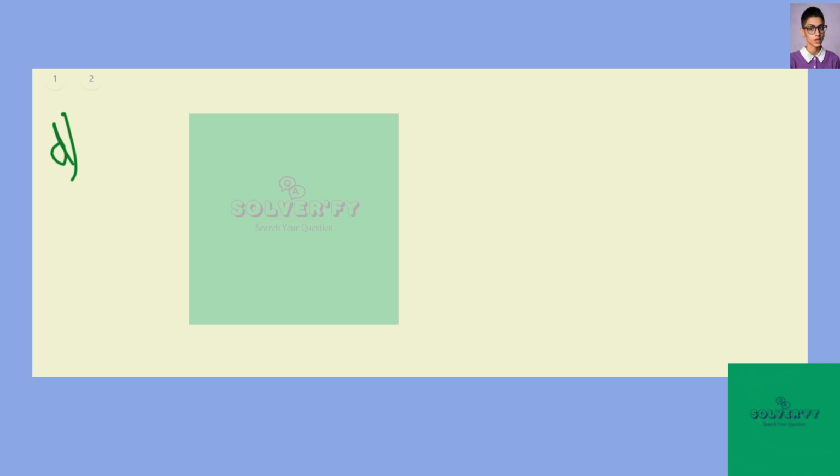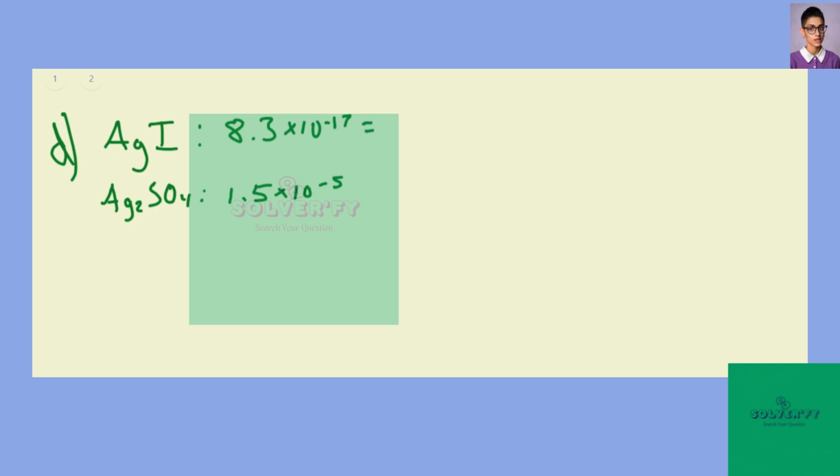In part D, the last part, we're given silver iodide and silver sulfate. So we have for silver iodide, Ksp equal to 8.3 times 10 to the minus 17, and for silver sulfate, 1.5 times 10 to the minus 5. And similar to part C, we have different expressions for Ksp. Silver iodide would be x squared, silver sulfate is 4x cubed.